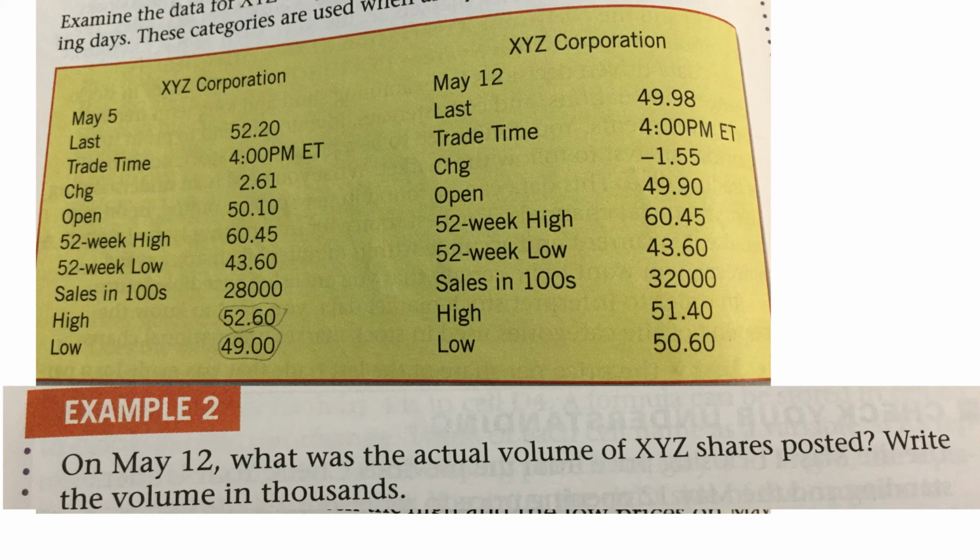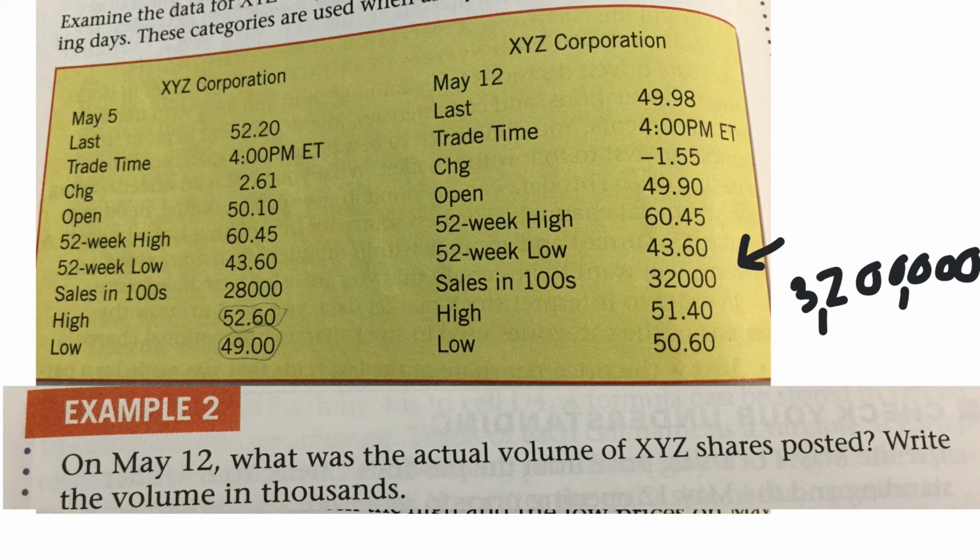Here's the next problem. On May the 12th, what was the actual volume of XYZ shares posted? Then they want me to write the volume in thousands. On May the 12th, that's the chart on the right, they did 32,000 sales in the 100s. To find what that really is, I multiply 32,000 times 100, which just adds 2 extra zeros. That means there were 3,200,000 shares sold. So that's the first part.